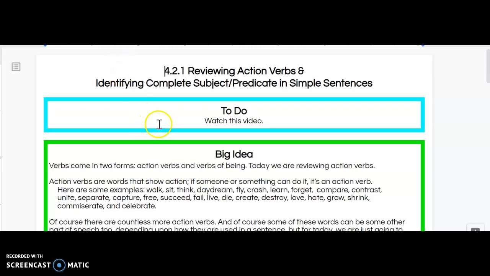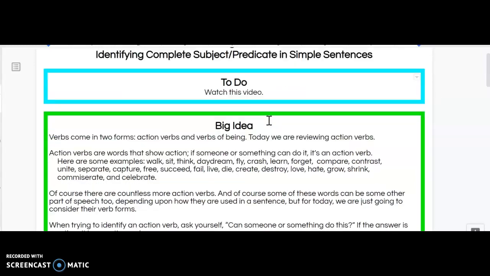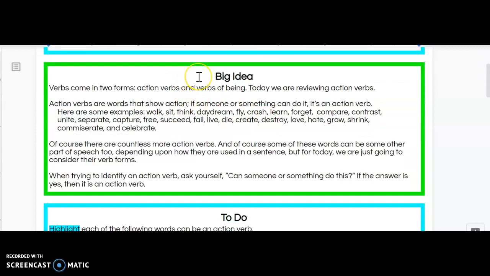All right, so blue boxes are to-do boxes. And the first thing is to watch this video, which you are already doing. So good start. All right, green boxes are the big idea. This is where the stuff that we're learning is found. So what's the big idea? What are we learning today? Verbs and semicolons. So first, verbs.